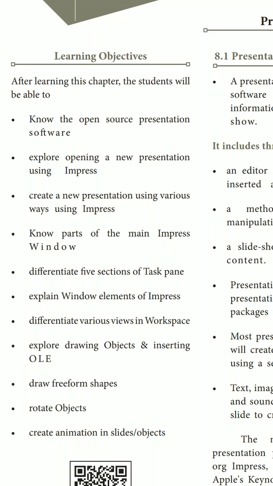Next is drawing freeform shapes. You can draw freeform shapes as you like, by using the mouse and creating a diagram with the pen tool or some other tools. That is freeform shapes. Next, rotate objects. If you want to rotate an object, image or text, you can do so by using the rotate option. Next is creating animation in slides and objects, creating slide animation.